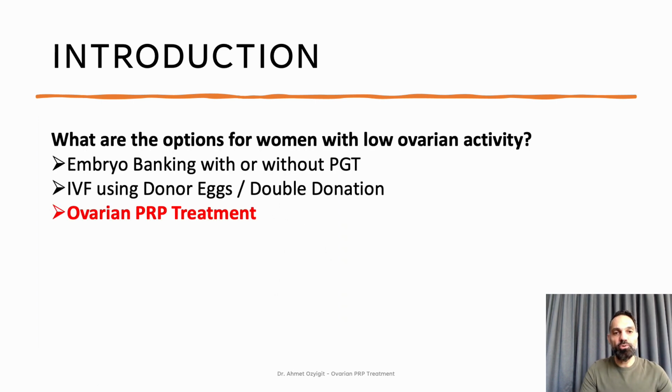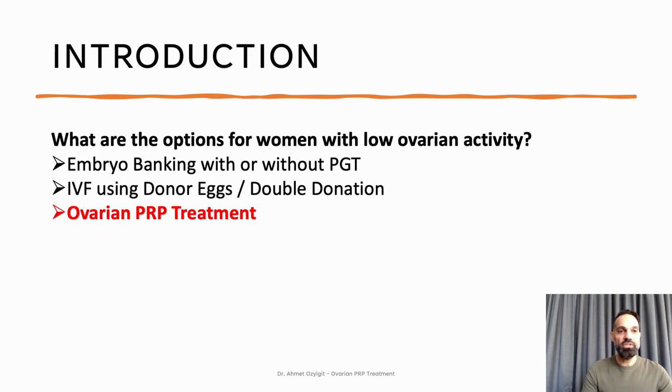So what kinds of options are we looking at in terms of treating women in older age brackets or women with low ovarian reserves? Because these two are not necessarily the same thing. You can have a 20-year-old woman with premature ovarian failure, or you can have a 45-year-old woman with still a high level of activity in the ovaries. So these are not the same thing. What kinds of options are we looking at for women with low ovarian activity? Essentially, ovarian PRP, which we're going to discuss today, is one of them.